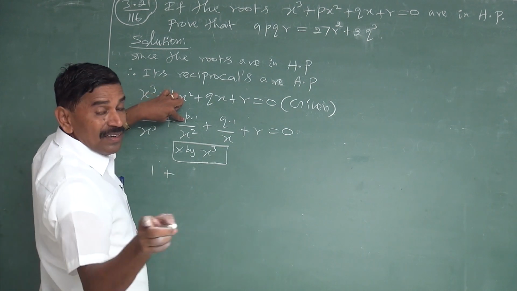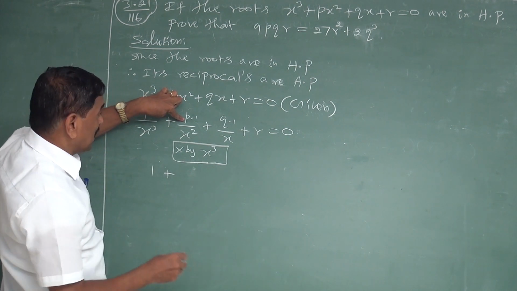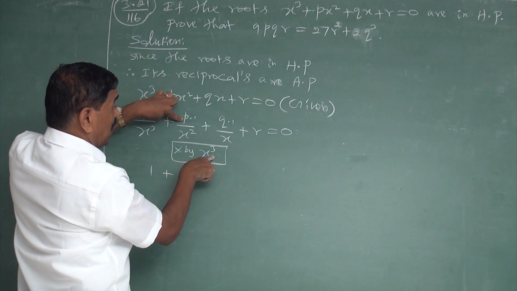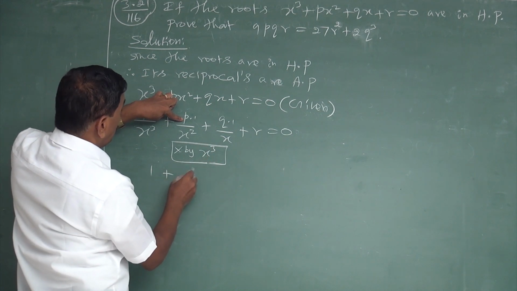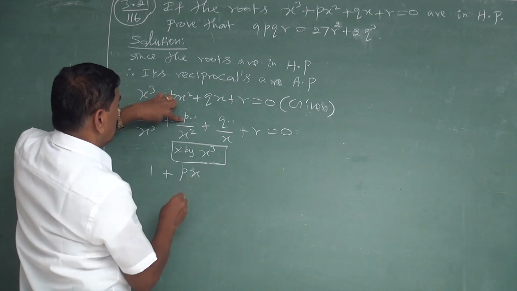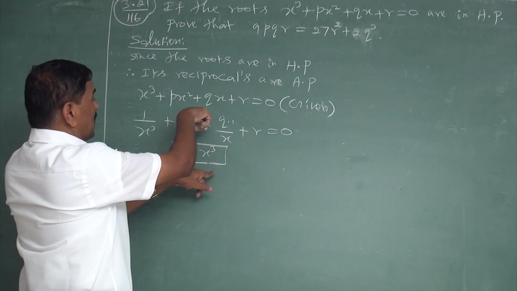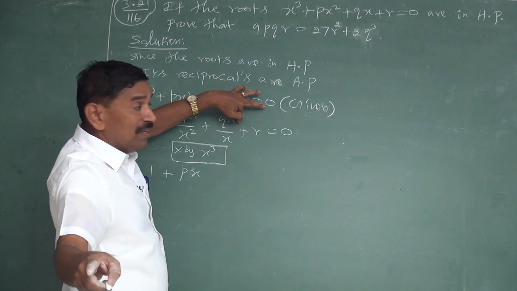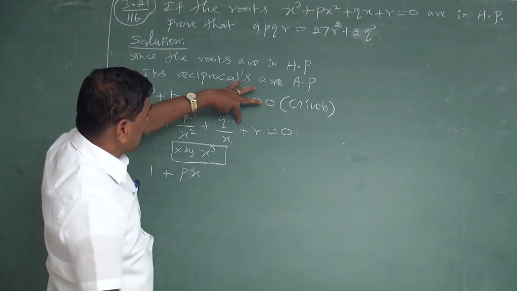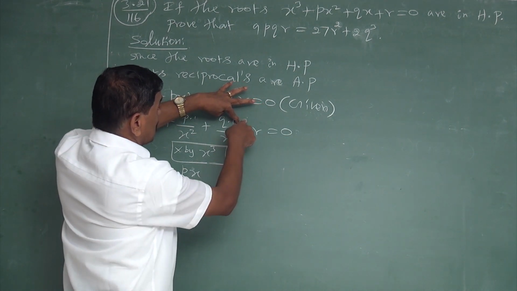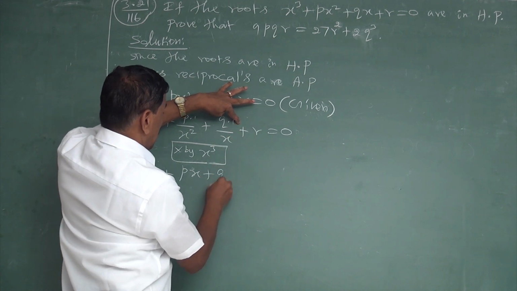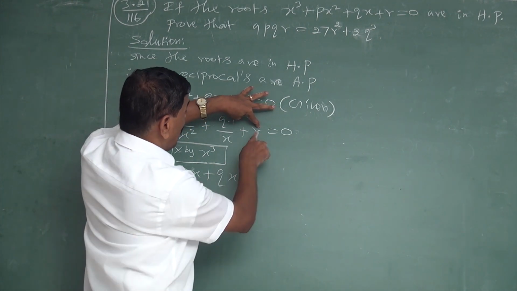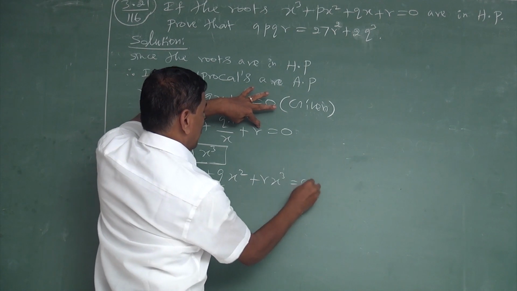Plus next here, what is the answer? Very good. px is correct, because here x cube into 1 by x square, x square cancels fully, remaining x. So your answer is px. Next, here multiply by x cube. What is the answer? Correct. qx square is correct, because x cube by x, x cancels fully, remaining x square. Next here, what is the answer? Very good. r x cube is correct, because r into x cube, plus r x cube is equal to 0.